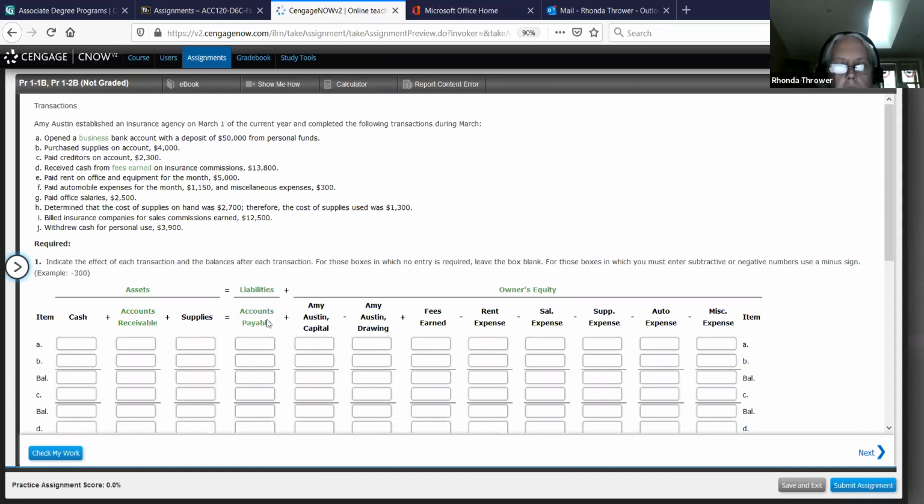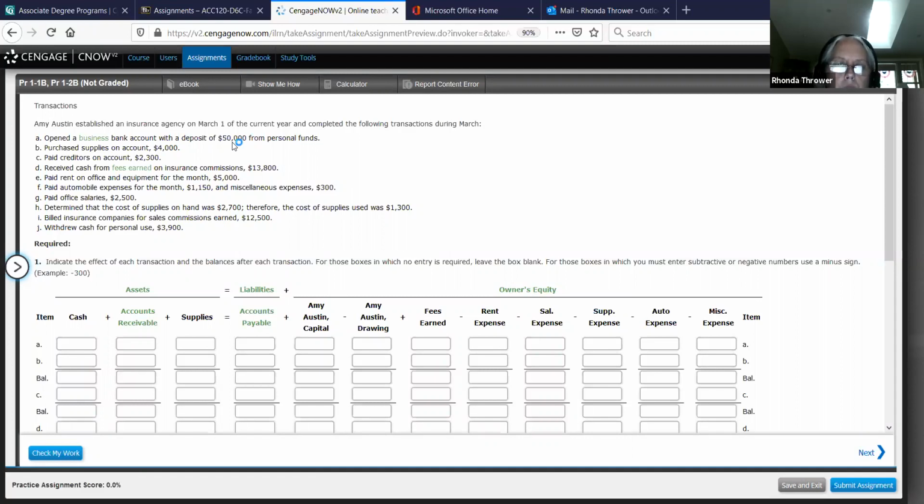All of these different items here that affect the owner's equity are considered to be accounts where we're going to record increases and decreases. When we analyze a business transaction, we look for at least two parts. So when we start with transaction A, it says that we opened a business bank account with a deposit of $50,000 from personal funds. Since this is a brand new business, the owner has made an investment in this business by taking money from their personal account and putting it into the business.